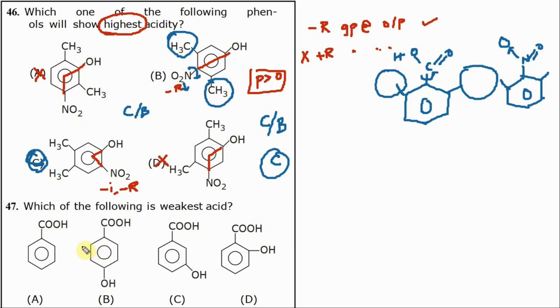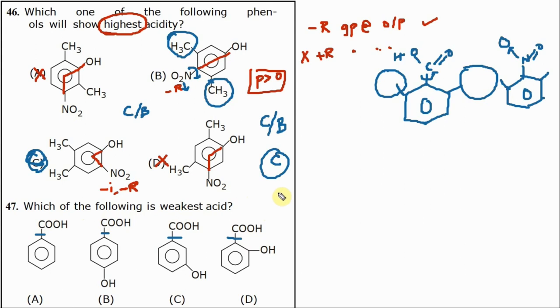Now going here, which of the following is the weakest acid? So for the weakest acid, what group should be there? First, what you want is the strongest benzoic acid. Everything here is a benzoic acid derivative.